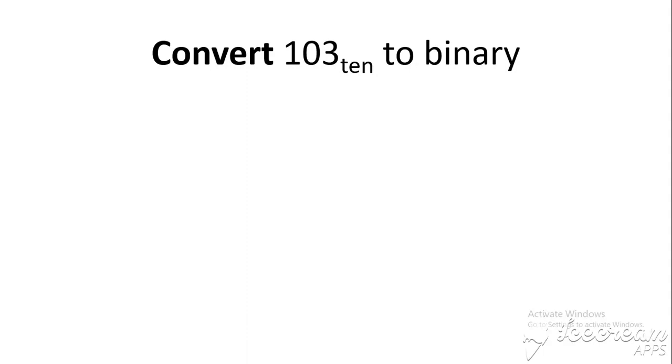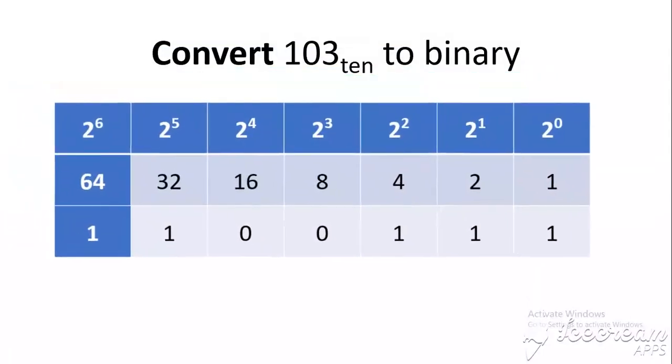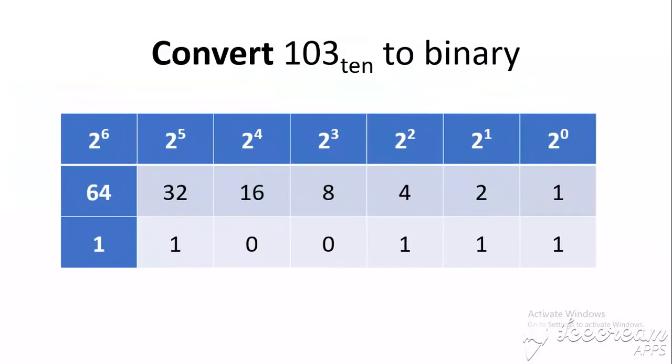When you have a question that says convert 103 base 10 to binary, you need your power of 2 table, but you need to consider the highest value that will give you 103, and you move from left to right considering the direction of the arrow. So the highest number that will add up to give you 103 is 64, because the number that comes after it is 128, and that's too much. So we take 64 as our first number.